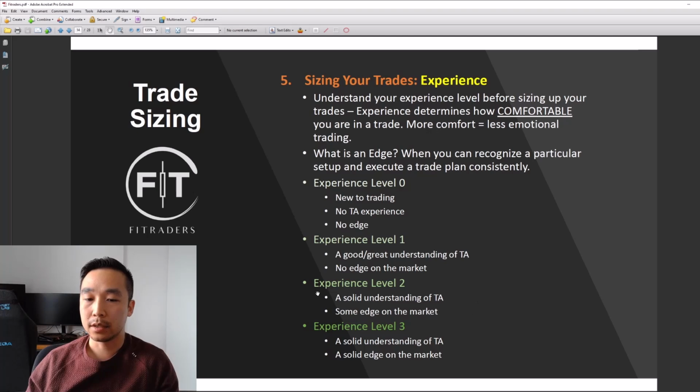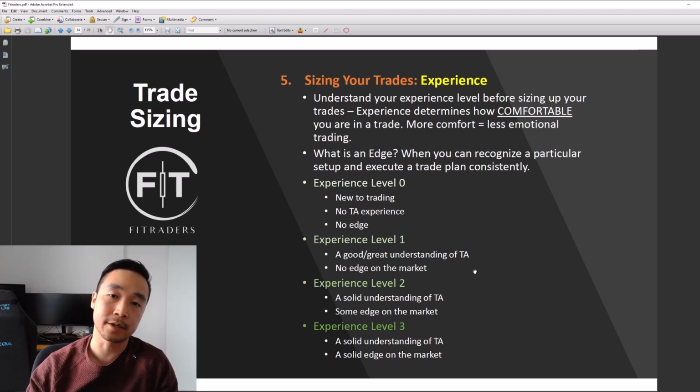You're going to work from level 1 to level 2, and you're going to have some edge on the market. So bull flags, for instance, or bull pennants, bear flags, bear pennants, cup and handles, wedges. Once you start having one or two plays that you can consistently rely on, that's when you have an edge in the market. You can consistently leverage off these different patterns and make money off of them.